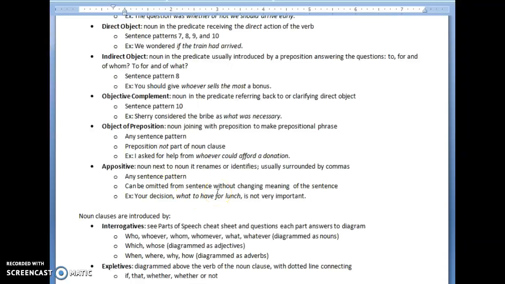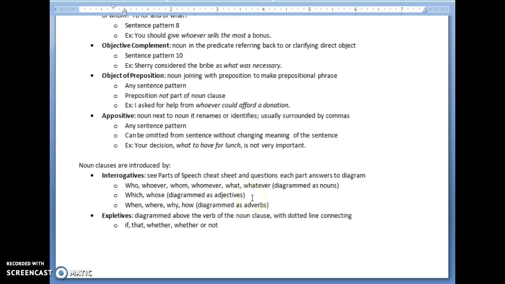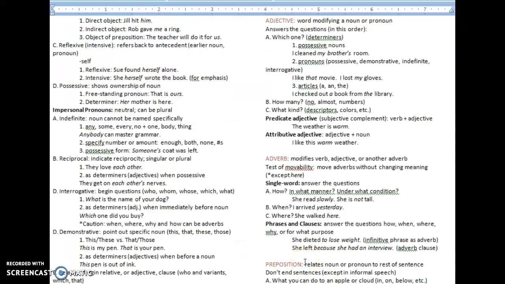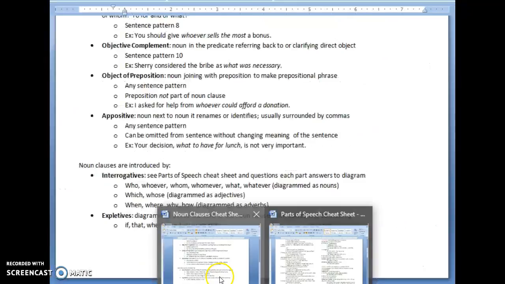And keep in mind, when you are diagramming appositives, they go inside parentheses to show that it's really just a clarification and it's not essential to the meaning of the sentence. The last thing we need you to know is the words that noun clauses are introduced by, and there's two categories. The first one is interrogatives, which is a fancy way of saying a word which implies a question. And I refer you here to our parts of speech cheat sheet. So if you look at the cheat sheet that I gave you right at the beginning of the semester, we have these questions: which one, how many, what kind, how, when, where. So that might help clarify things a little bit.